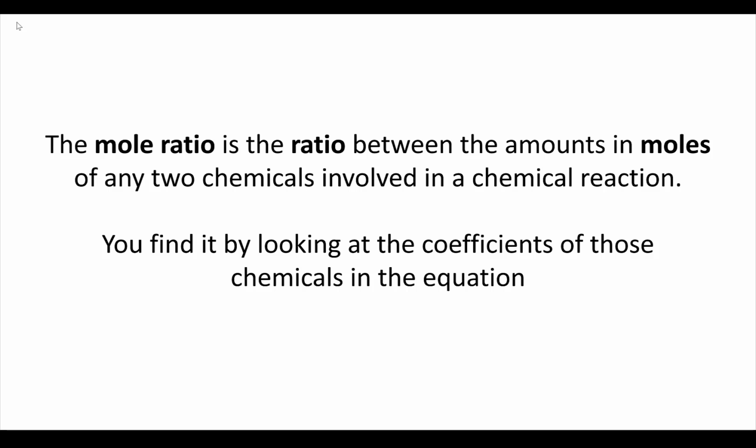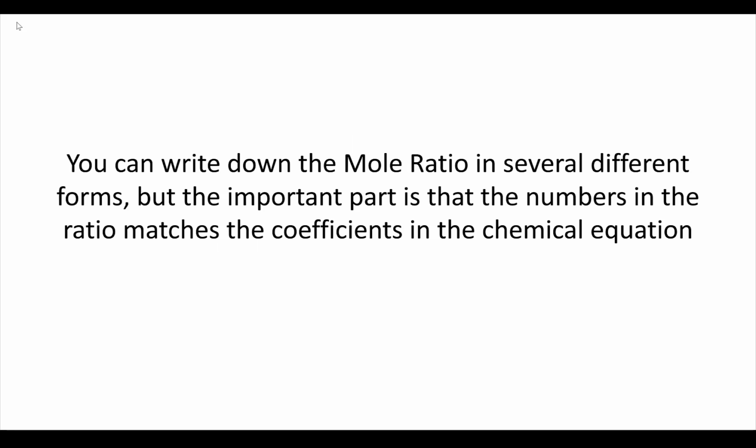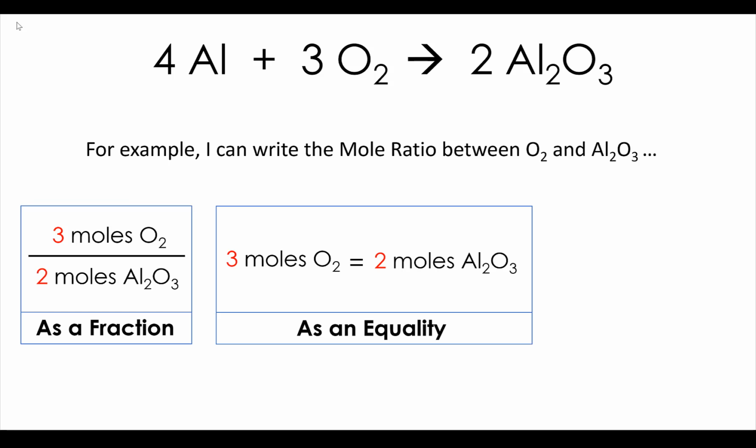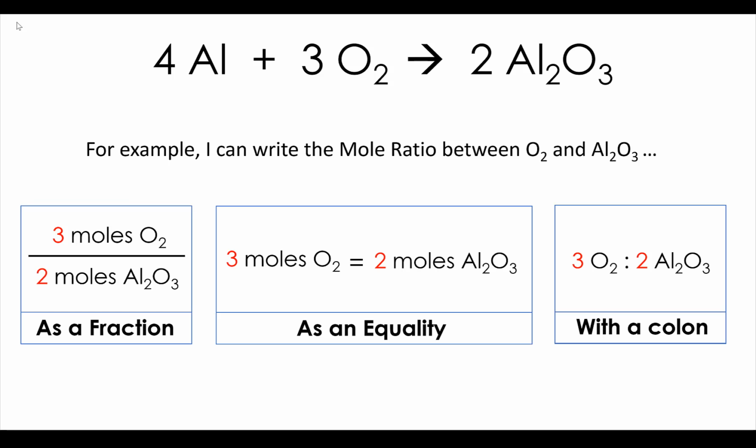So the mole ratio is the ratio between the amount in moles of any 2 chemicals involved in a chemical reaction. All you do is you look at the coefficients of the chemicals, and then you write them down in front of the name of the chemical. You can write it down in several different forms, like, for example, you can write it as a fraction, or as an equality, or with a colon, but the important thing is the numbers come from the coefficients in the chemical reaction. That's the important thing.